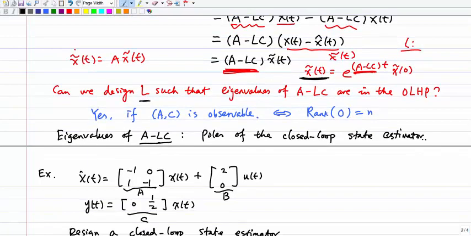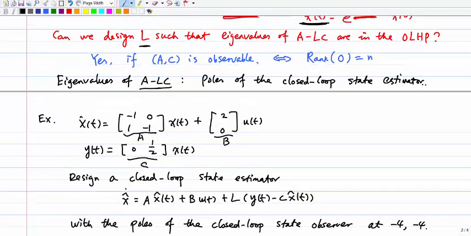So the example is, let's give a linear time invariant system. x dot(t) is [-1, 0; 1, -1] x(t) plus [2; 0] u(t), and y(t) is [0, 1/2] x(t). So here you can consider A is [-1, 0; 1, -1], B is [2; 0], C is [0, 1/2].